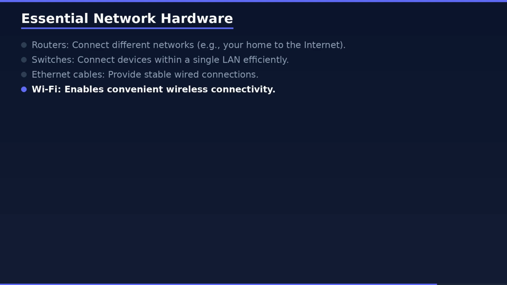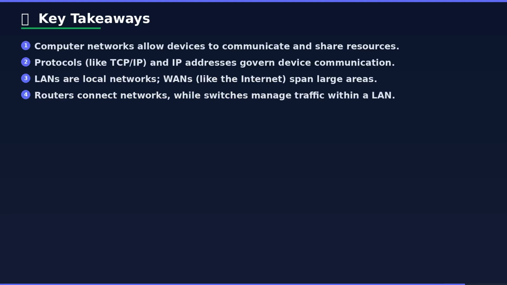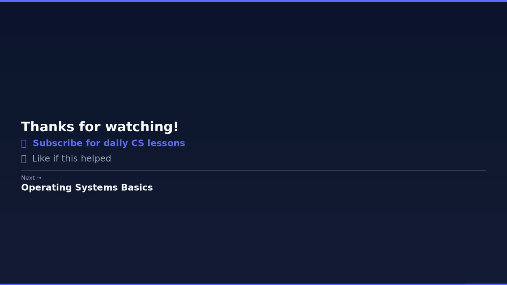And that wraps up our quick dive into computer networks basics. You've learned about what networks are, how devices communicate using protocols, the difference between LANs and WANs, and the roles of routers and switches. For your next lesson, we'll shift gears slightly and explore the brain of your computer, operating systems basics. We'll talk about what an OS is, what it does, and why it's so important.